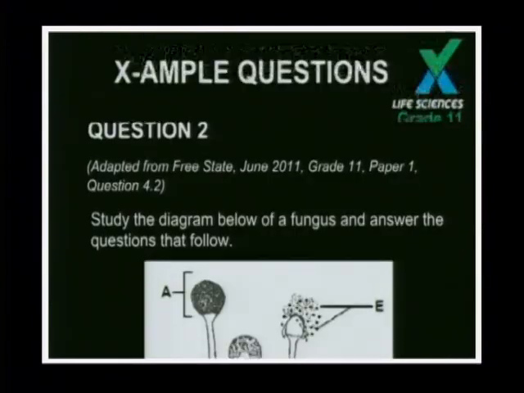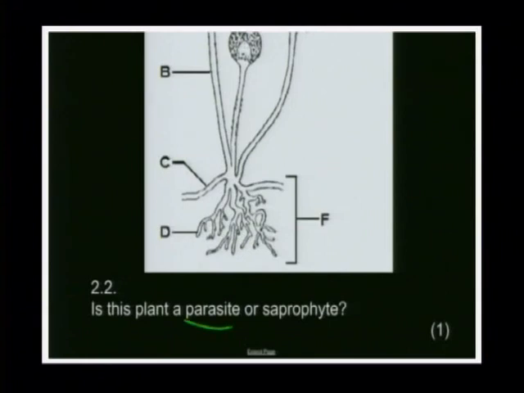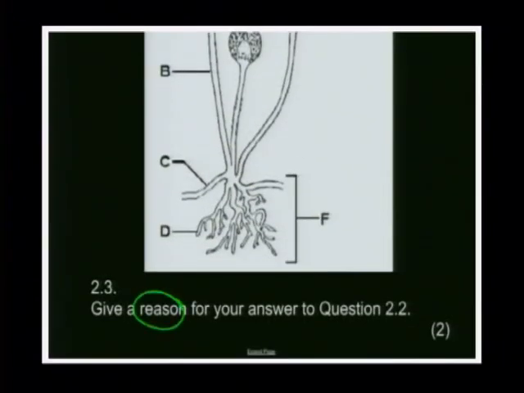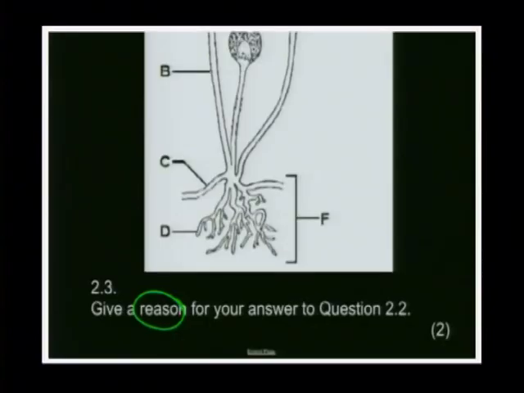The next question. Is this plant a parasite or a saprophyte? A nice easy question for us. This plant, the bread mold, is very definitely a saprophyte. Why? Because it's feeding on dead, decaying organic matter, which is bread. The next question. Give a reason. I think I just did that. You can say that bread is not living, and this then is feeding on dead, decaying matter. 2 marks, so please make sure that you give 2 points for that.